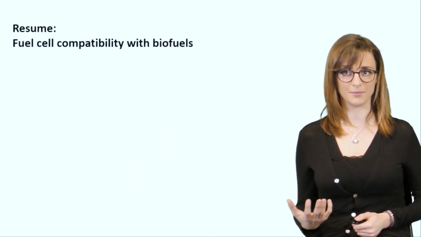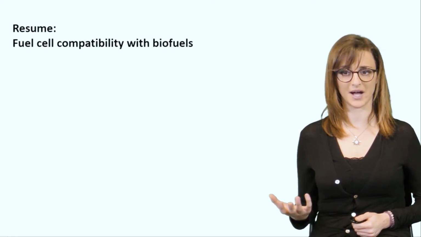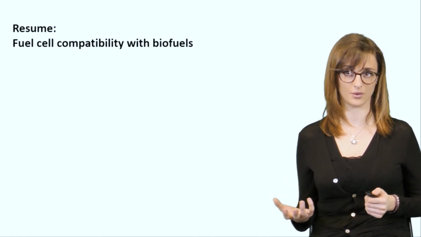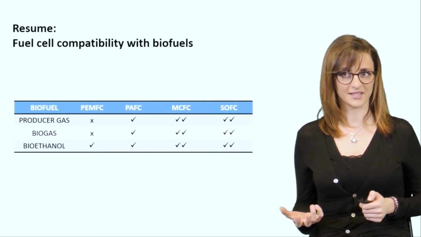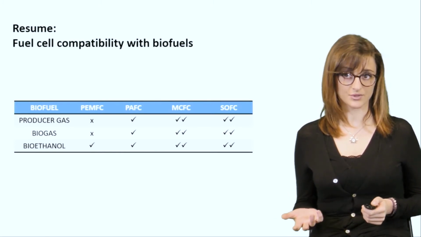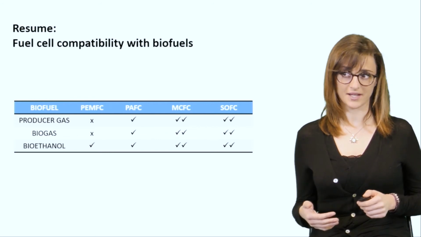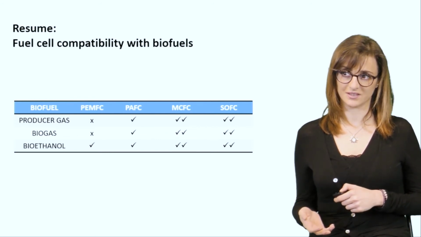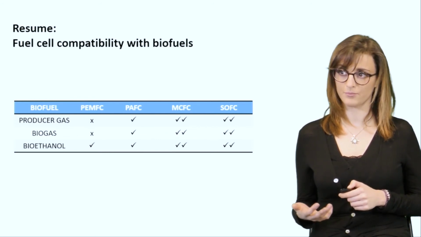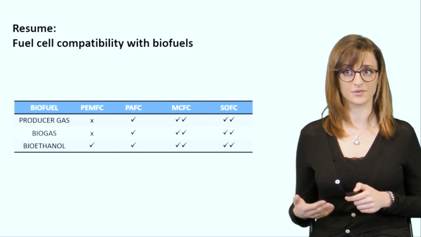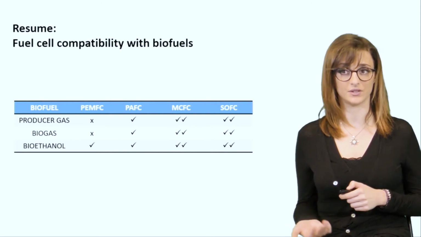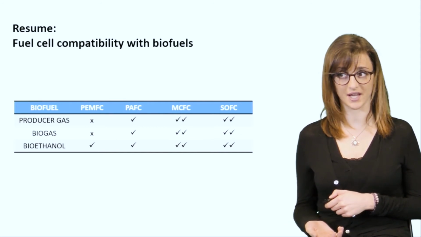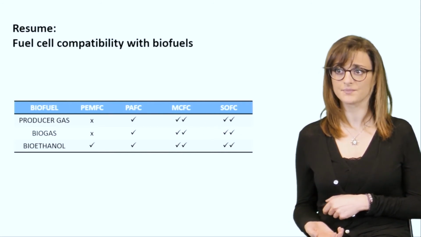So just to recap, what is the compatibility of biofuels with the most known fuel cell types? Polymer electrolyte membrane fuel cells are market products. They are easy to manage, but they have some problems with bulk producer gas and biogas as concerns trace compounds and bulk composition. Bioethanol is easier to address in this kind of fuel cells.